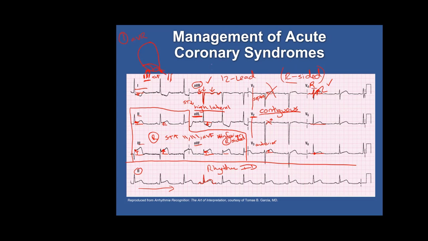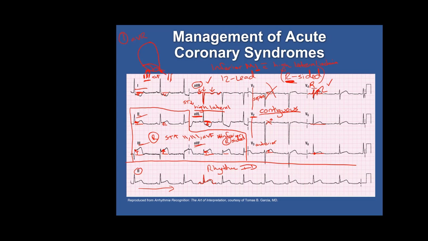Right? So what we have in this case is an inferior MI, potentially right-sided, with high lateral ischemia, right? The infarction part's the most important part, so we always want to address that first. But then we also still want to address the other things that we found too. In this case, the inferior is experiencing that infarction. These 2, 3 and AVF leads are experiencing the infarction, and I'm getting some ischemia showing up in these high lateral leads as well.